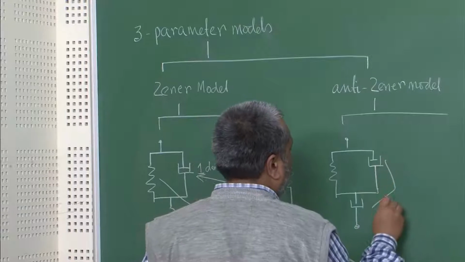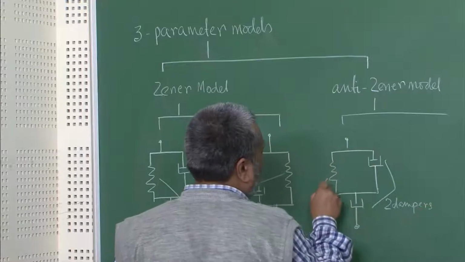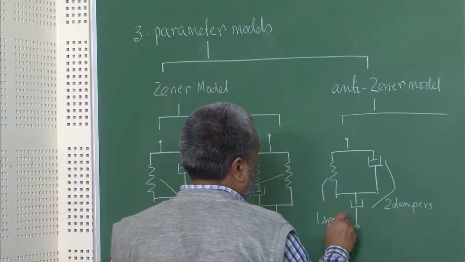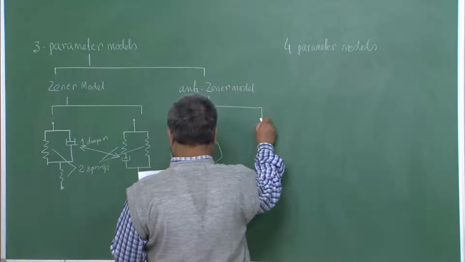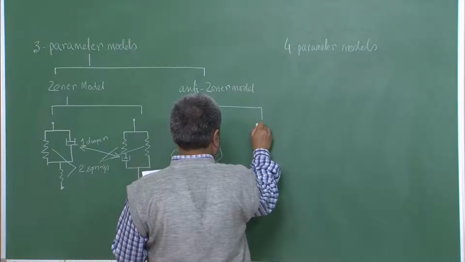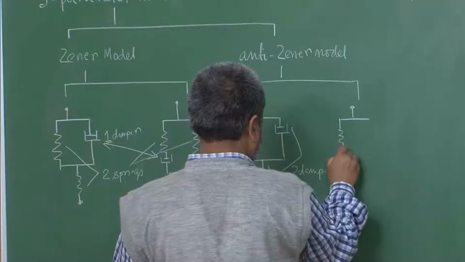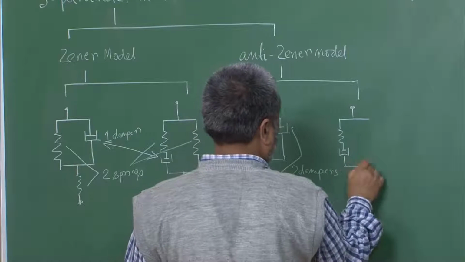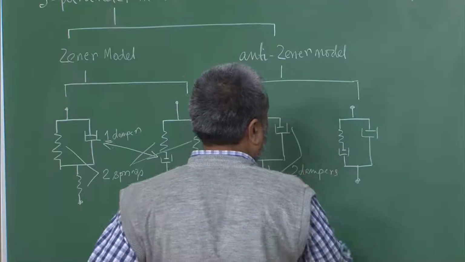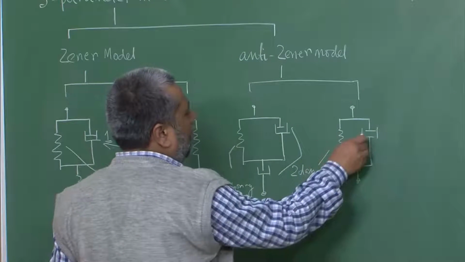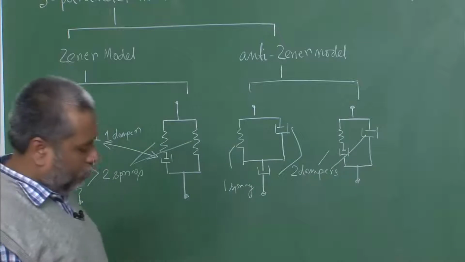So, you can see that there are two dampers and one spring. Naturally, there is one more variation possible of it, and that variation would look something like this. So, here also you have 2 dampers and you have 1 spring. So, these are Zener and anti-Zener model.